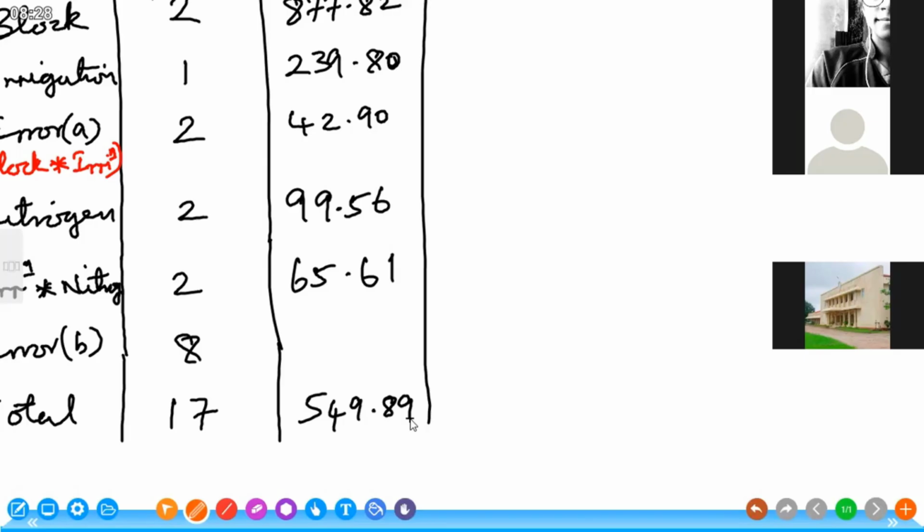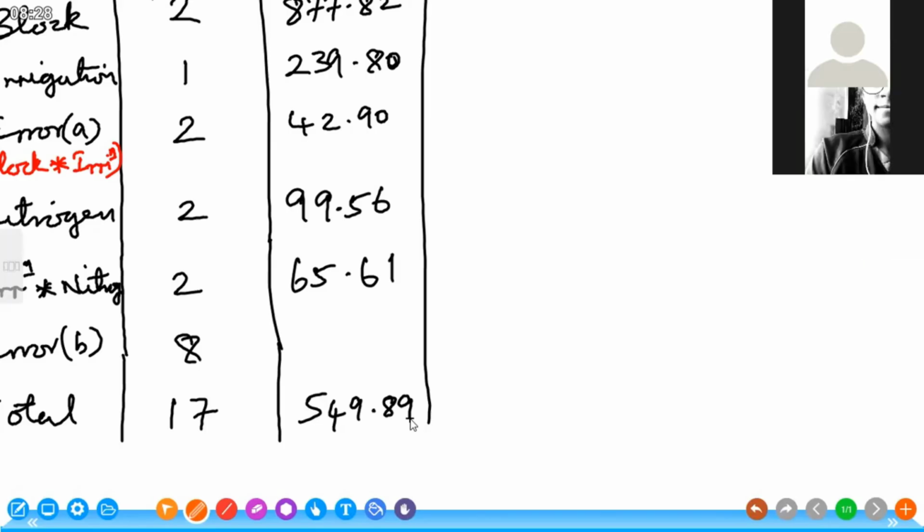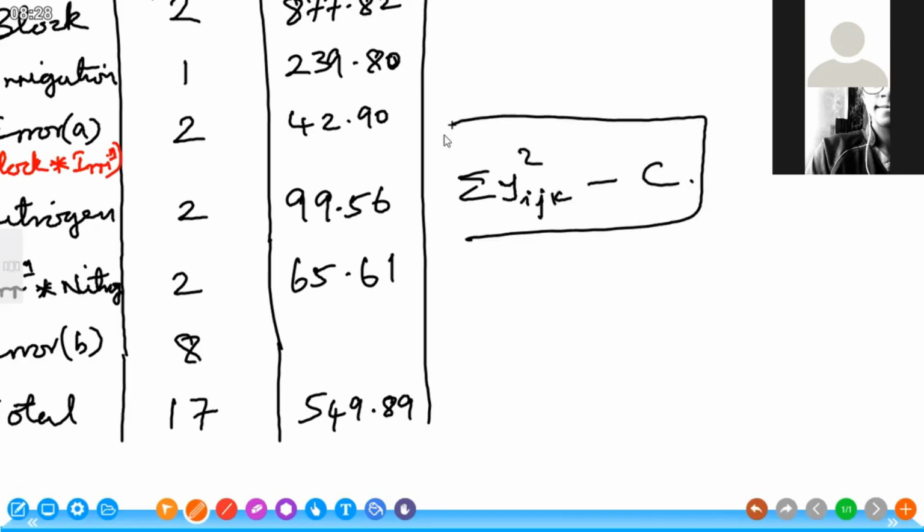For the time being, we will have it like this. We will do this same example in SAS. Remind me, we will do it in SAS so that we can cross-check the values. Is that okay? It takes more time for us now to do it. Because it is simple: summation Yij square minus correction factor. This is the total sums of square.